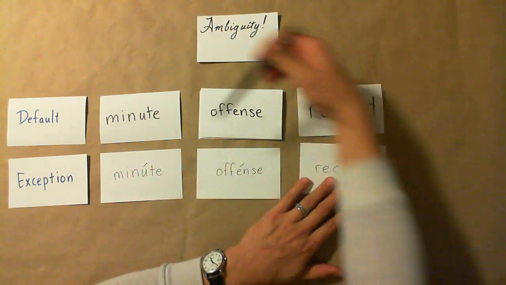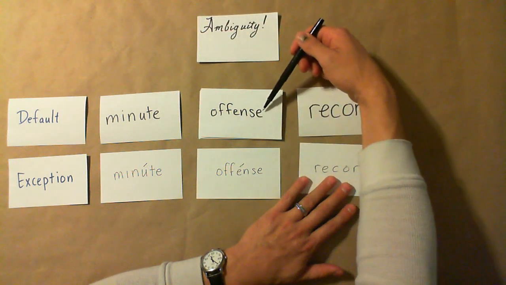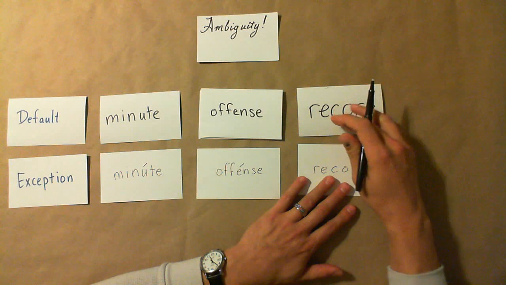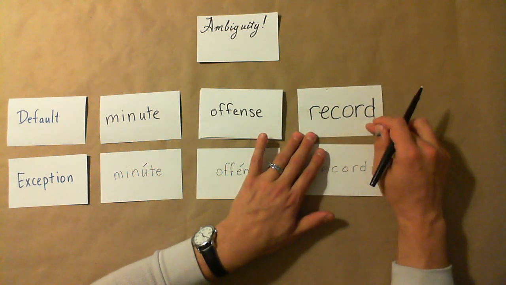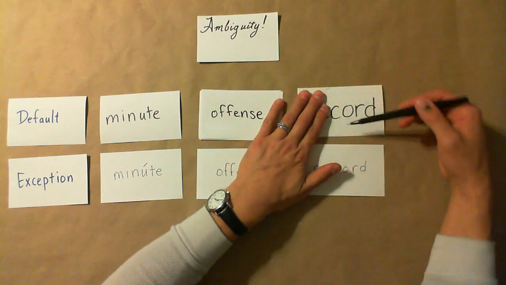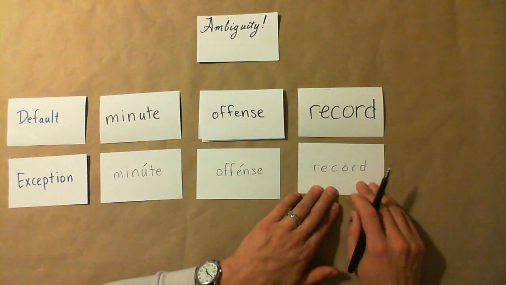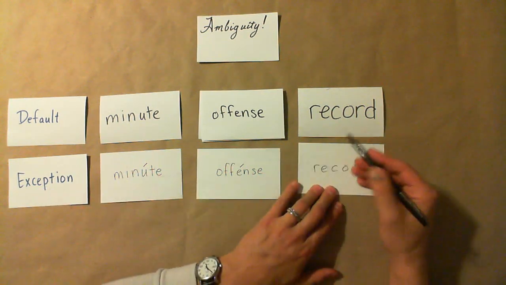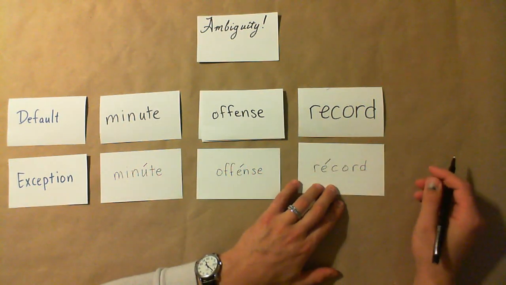Now, the way Spanish does it is they separate vowels and consonants. So the default would be pronounced record because it ends with a consonant. It's just the opposite of this, right? This is offense. Well, this would be record. So what would we have to do here? To pronounce record, well, obviously this is an exception, so we'd have to say record, like this.